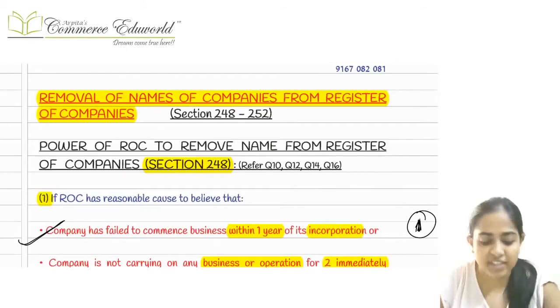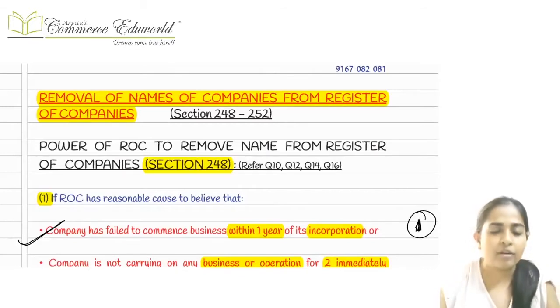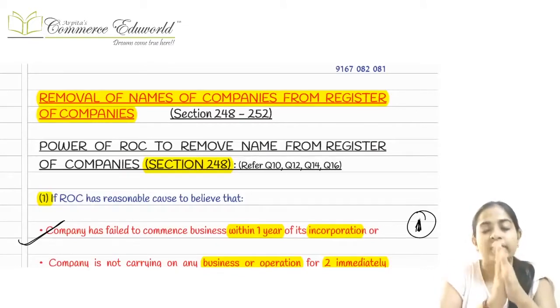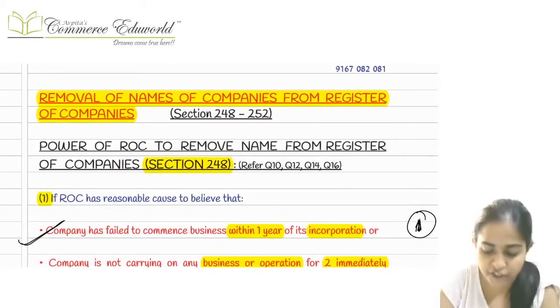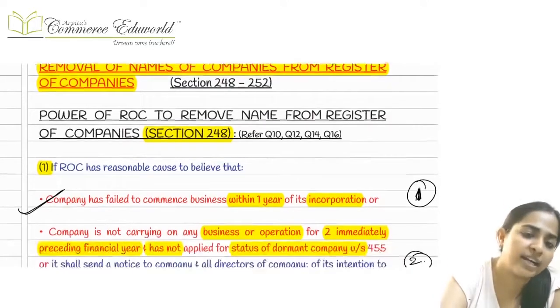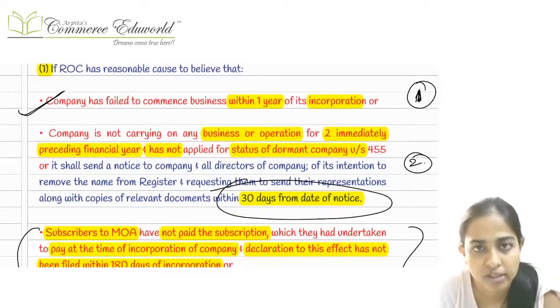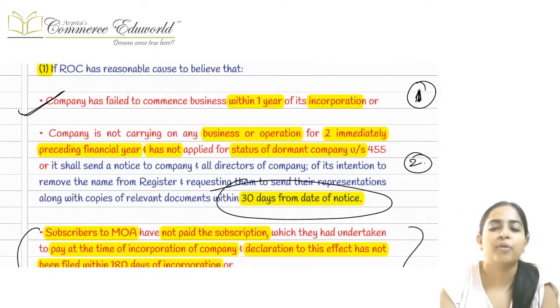And the last point which is coming up here is talking about the removal of name of companies from the register. Now here, what are they telling? Everyone just concentrate here, last few sections. Now in section number 248, ROC has the power to remove the name of the company from the register of companies on 4 grounds.